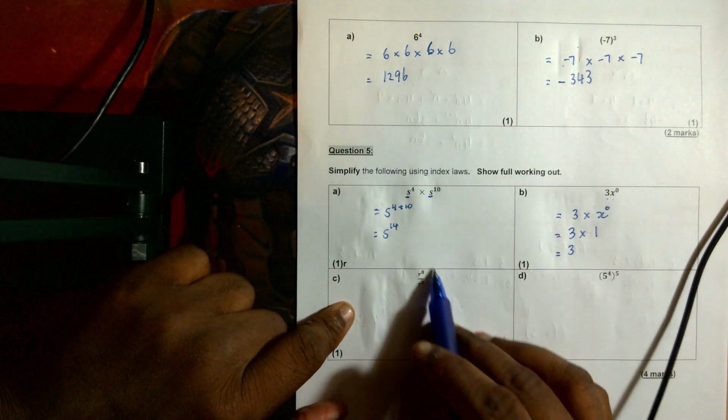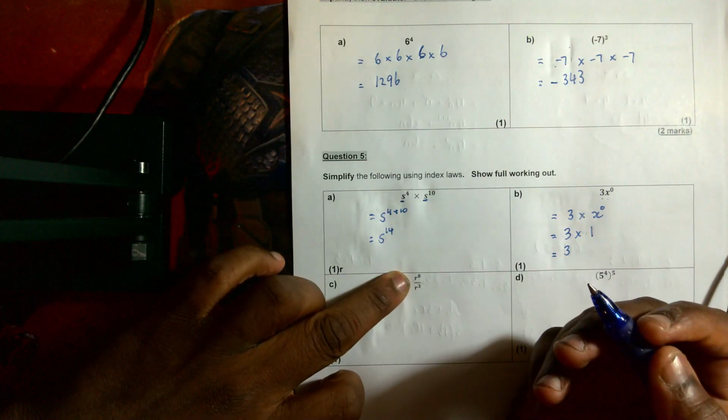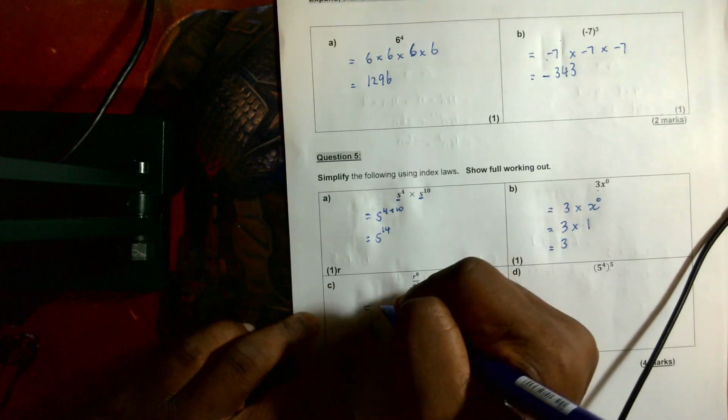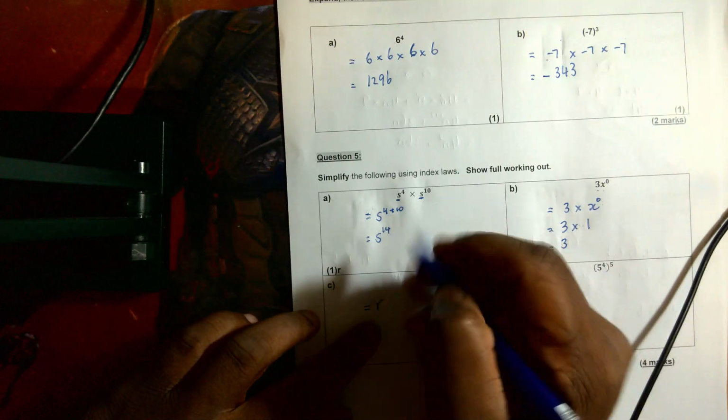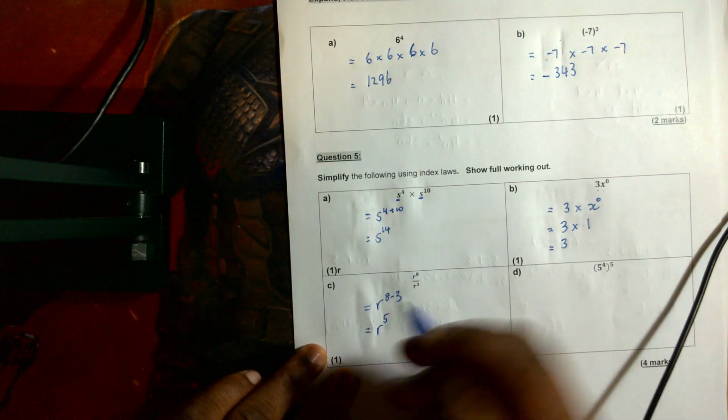We've got division of indices, and we have the same base of R. We know when we divide indices with the same base, we take the powers away. So it's going to be R to the 8, take away 3, which is R to the 5.